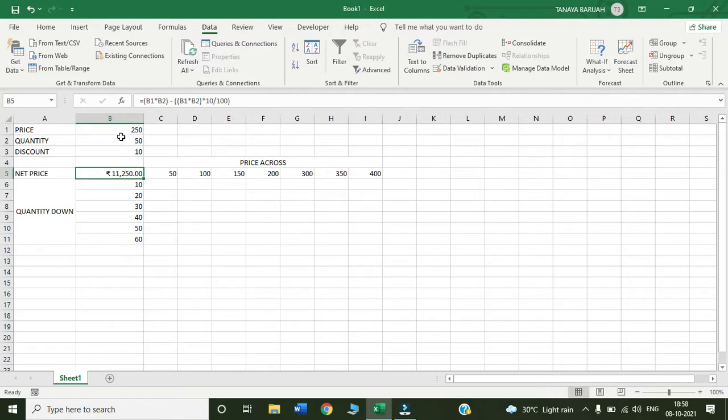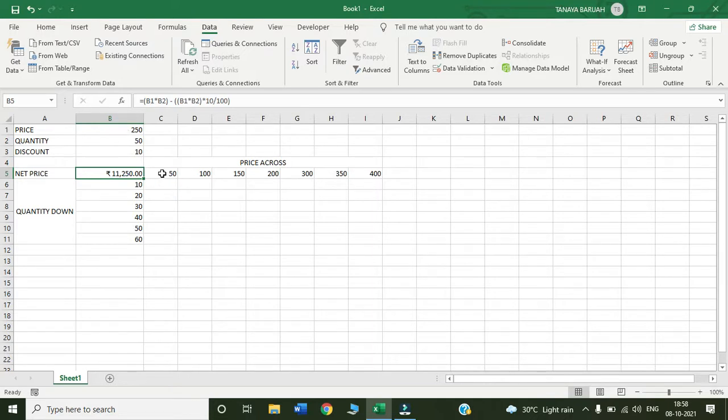So if the price of one item is 250, and I am buying 50 items at a discount of 10%, then the total amount is 11,250 rupees. Now if I have to do this calculation for different prices and different quantities, the discount will remain the same, 10% only.